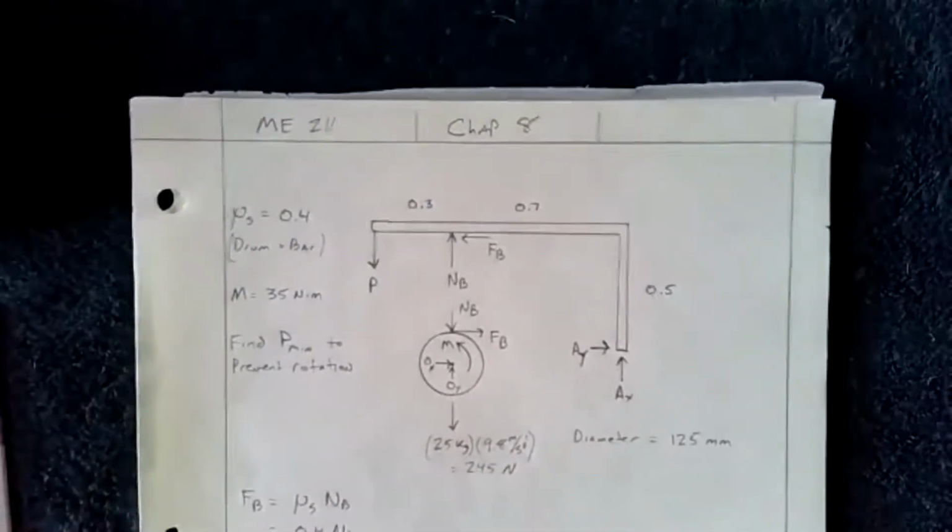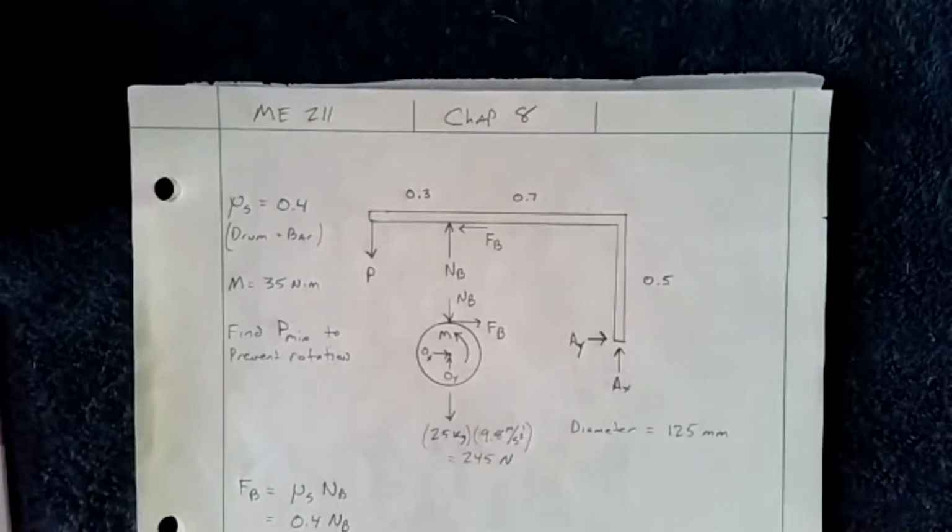So here we have a free body diagram. Here's our load P. What I've done is separated the two. The top is the bar. We have our reactions AY, AX. We know this distance is 0.5, and this distance is 1 meter. And we know that the normal force on the bar is pushing up, and the friction, because the drum wants to rotate counterclockwise, is going to be opposing that motion.